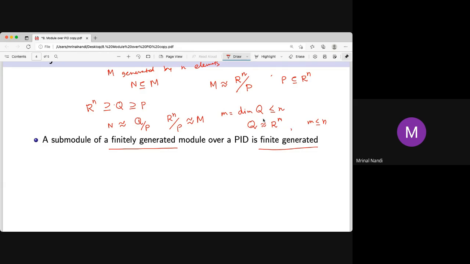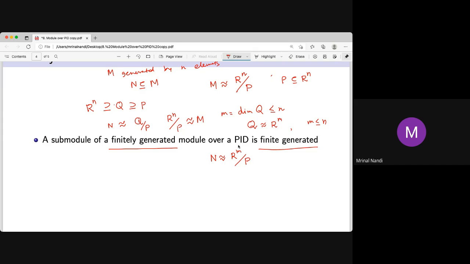So any finitely generated free module over a PID behaves like a finitely generated vector space over a field. So Q is isomorphic to R^m. So what happens? N is then isomorphic to Q mod P, so it is R^m mod P. We have this R^m, a submodule of R^n, and P is also a submodule of R^n.